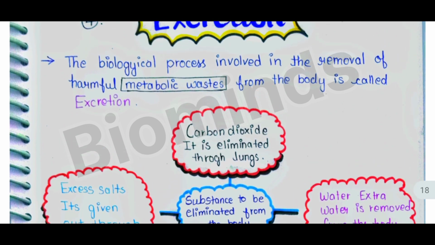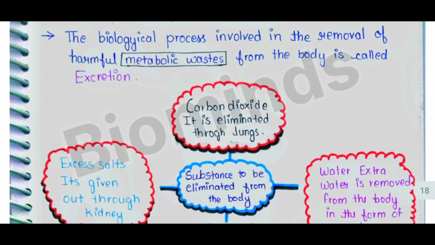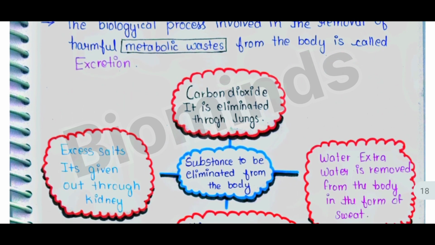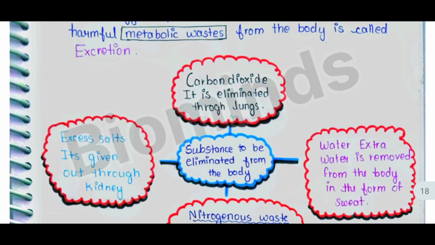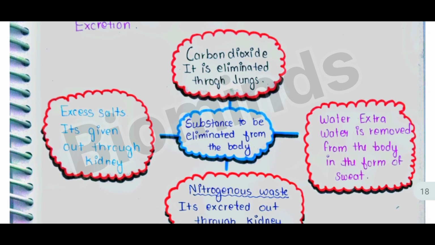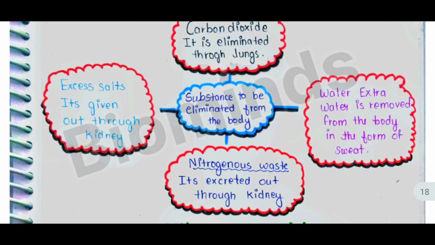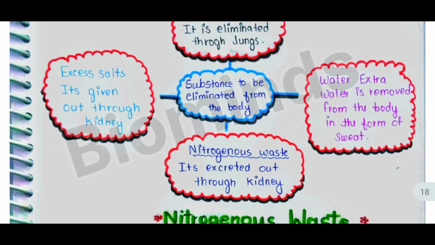Substances to be eliminated from the body: carbon dioxide is eliminated through the lungs, and extra water is removed from the body in the form of sweat. Nitrogenous waste is excreted through the kidney, and excess salts are also given out through the kidney.